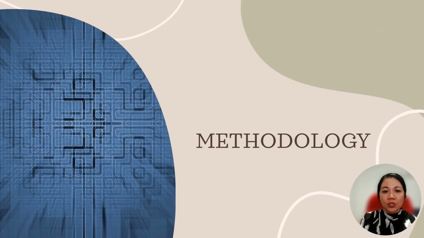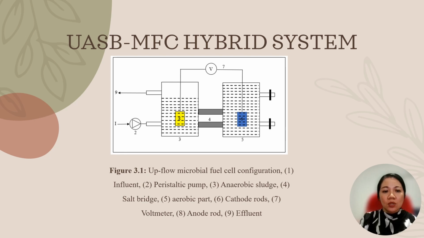Let us see the methodology. From the figure we see over here, this is the UASB MFC hybrid system. From the figure we can see upflow microbial fuel cell configuration, influent, peristaltic pump, anaerobic sludge, salt bridge, aerobic part, cathode rod, voltmeter, anode rod, and effluent.